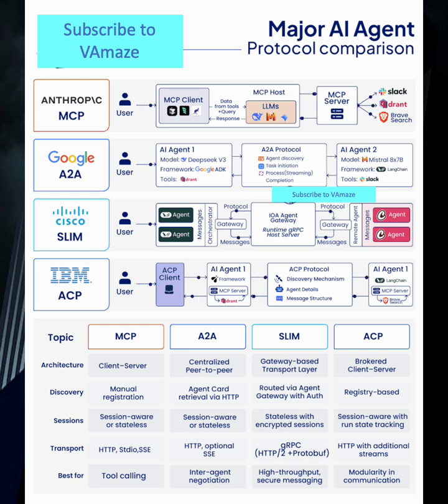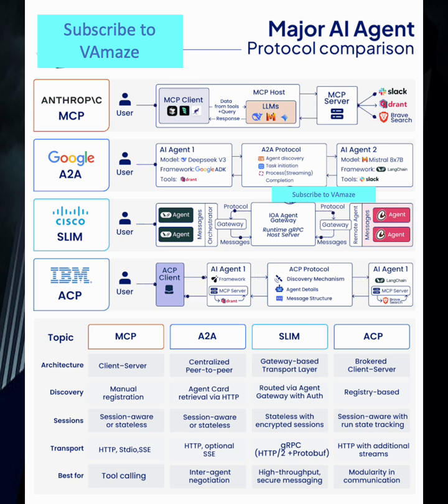Step 3. Task initiation and processing. User sends requests to either agent. Receiving agent analyzes if it needs assistance from other agents. Initiates communication with relevant agents based on task requirements. Step 4. Inter-agent collaboration. Agents negotiate task distribution and responsibilities, share intermediate results and context, coordinate actions to achieve optimal outcomes.